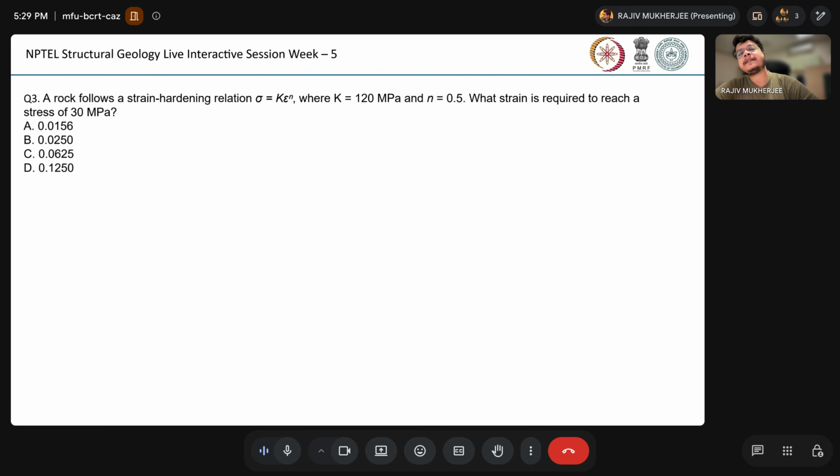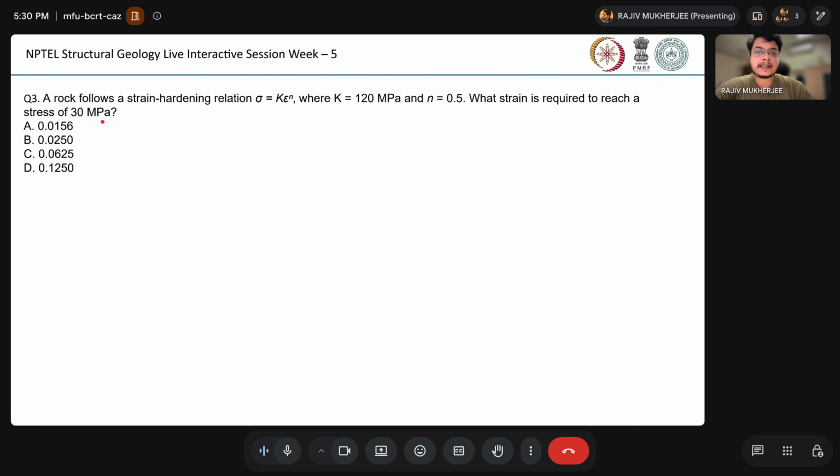So the problem is following that theory, and it says that a rock mass follows a strain hardening relation. Sigma, which is the stress, is equal to K times epsilon to the power n, where K is some constant with a unit of stress, 120 MPa, and n is 0.5. This is the strain hardening exponent. So what strain is required to reach a stress of 30 MPa?